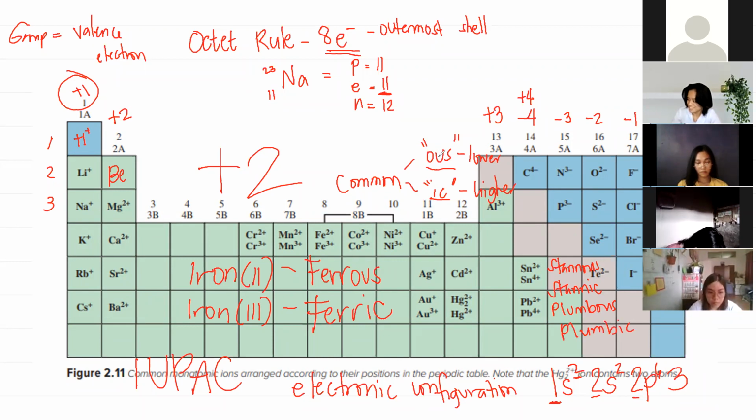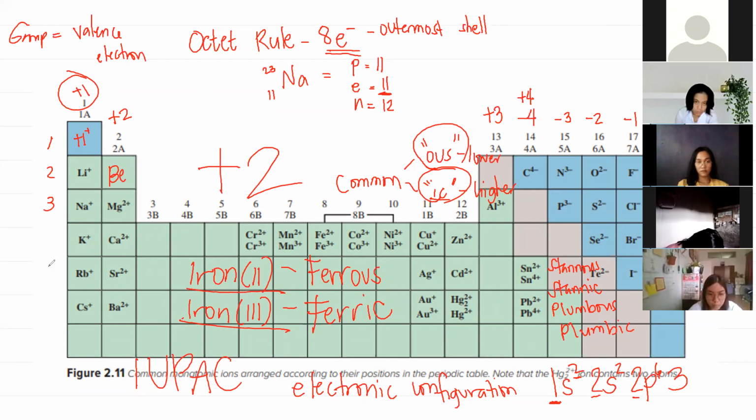So let me clarify that the -ous and -ic endings are applicable for elements that have two oxidation states, the charge. The lower oxidation state ends with -ous, the higher will end with -ic. But that is not actually the formal way of making the name. The formal way is this one.